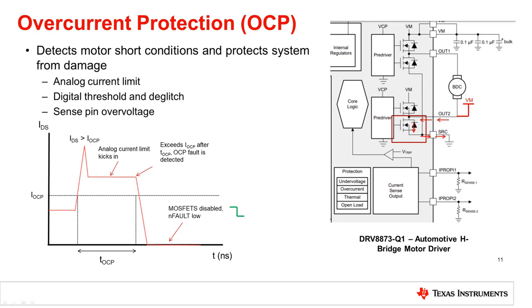For example, as shown on the right, the DRV8873Q1 is an integrated H-bridge driver with a SPI interface. The short to VM at the OUT2 node creates a high current spike through the low side FET that exceeds the overcurrent threshold, triggering an OCP fault. The OCP fault bits will be set, nFAULT will be driven low, and actions are taken depending on the OCP configuration mode.